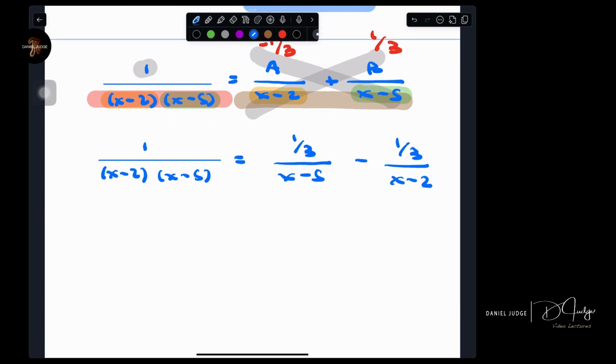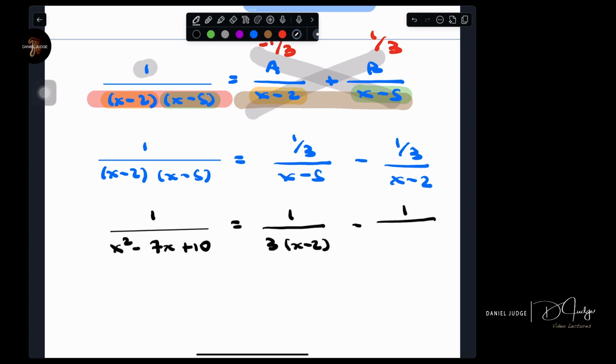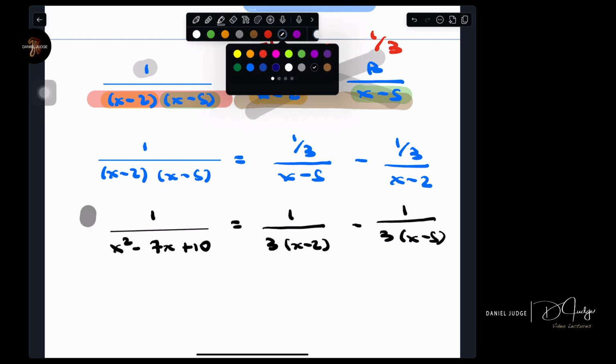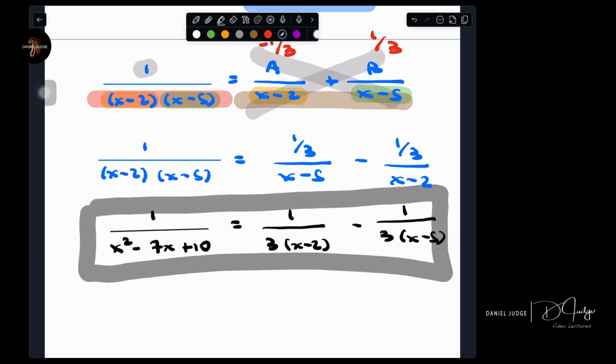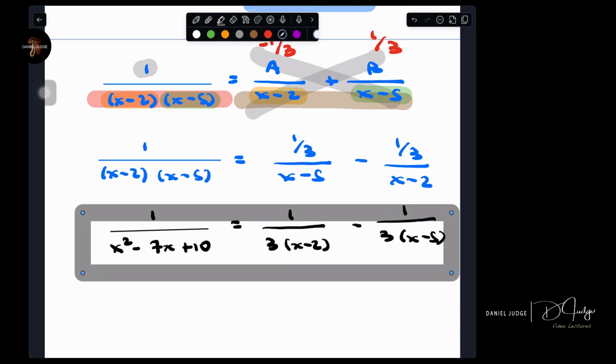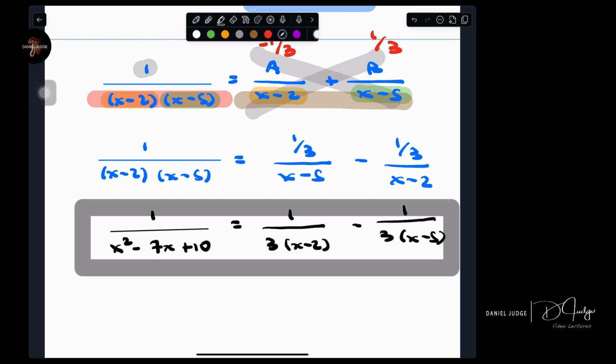And so your final answer, that original function of x squared minus 7x plus 10 now becomes 1/3 over x minus 2, minus 1/3 over x minus 5. And there you go.